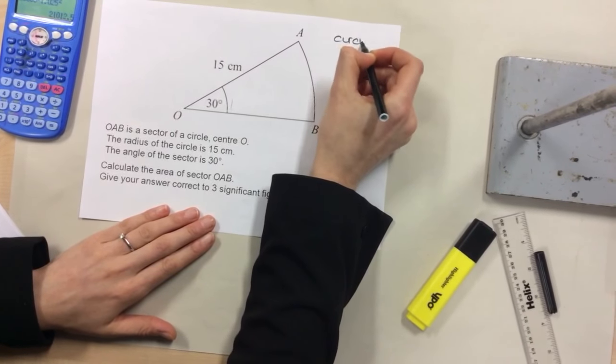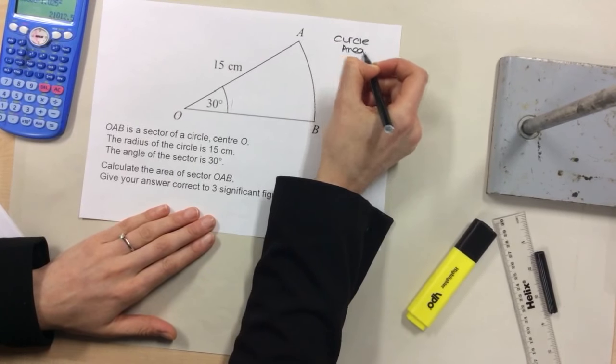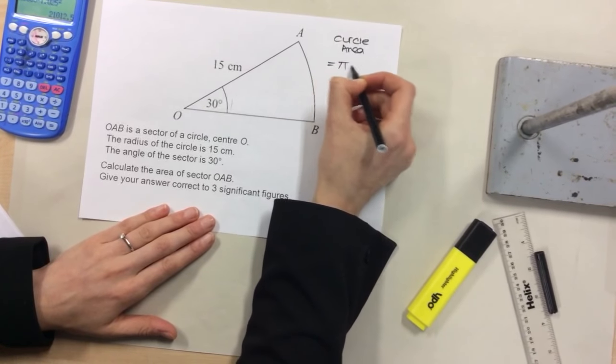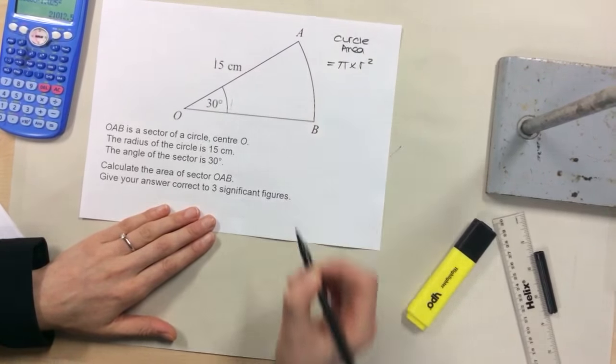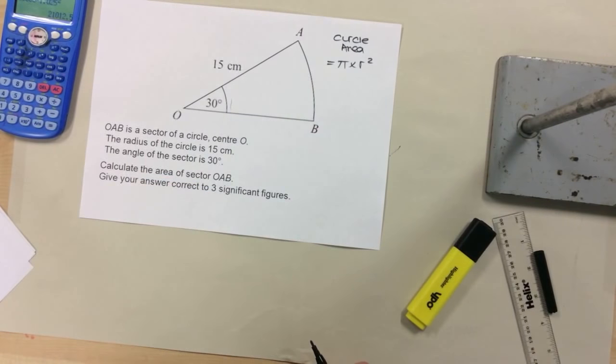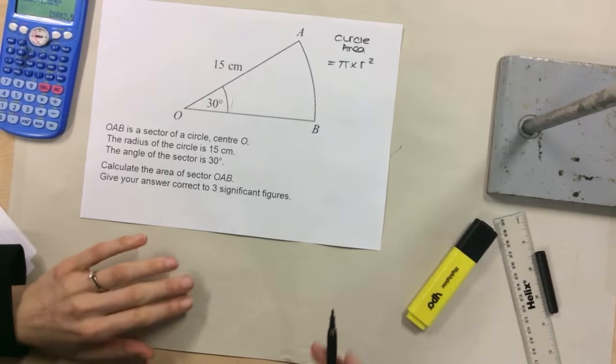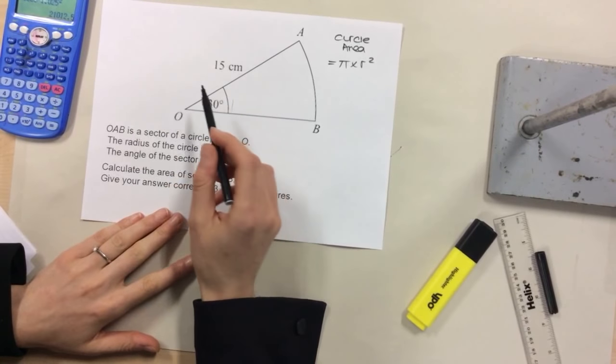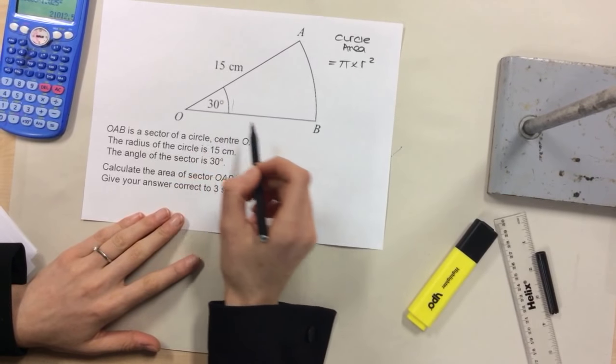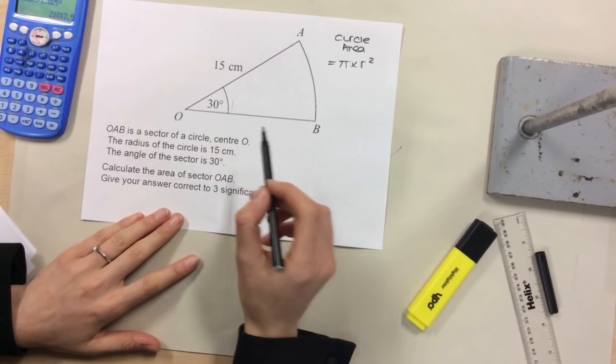So circle area, that is what I need, okay? And the area of a circle is pi multiplied by the radius squared. So it's really important that you decide whether you need to use area or circumference. Now, because I've only been given a sector of the circle, okay, I don't need to know the area of the full circle.